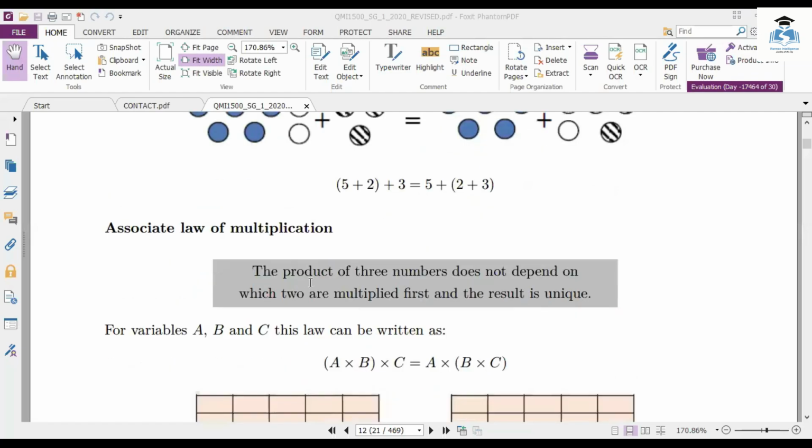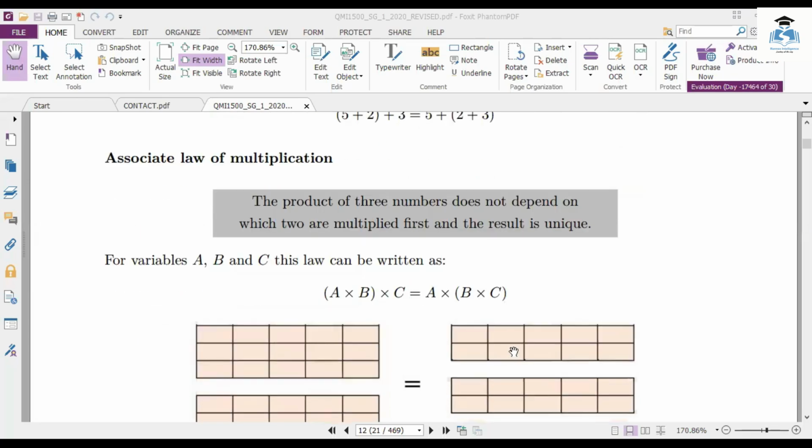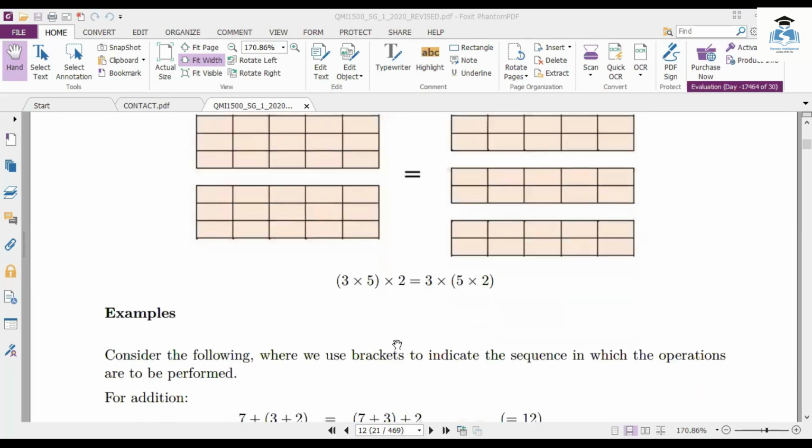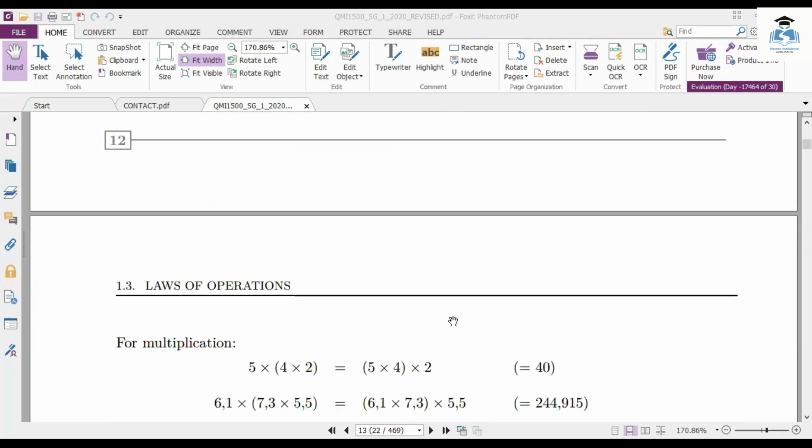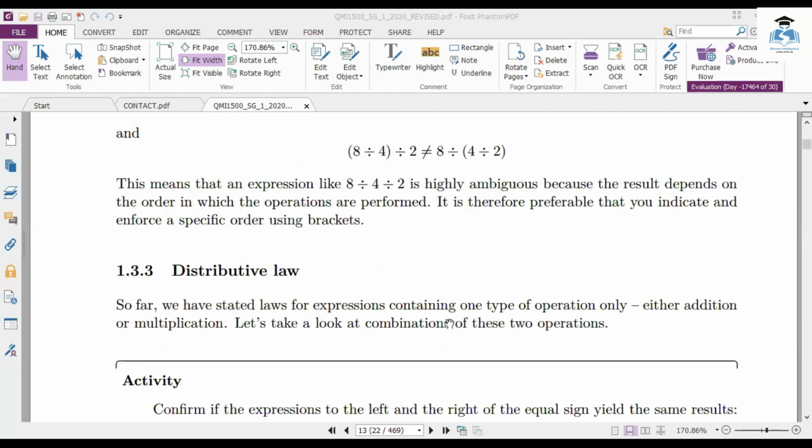Same applies. The product of three numbers does not depend on which two are multiplied first and the result is unique. So same order again. Let's just move on.